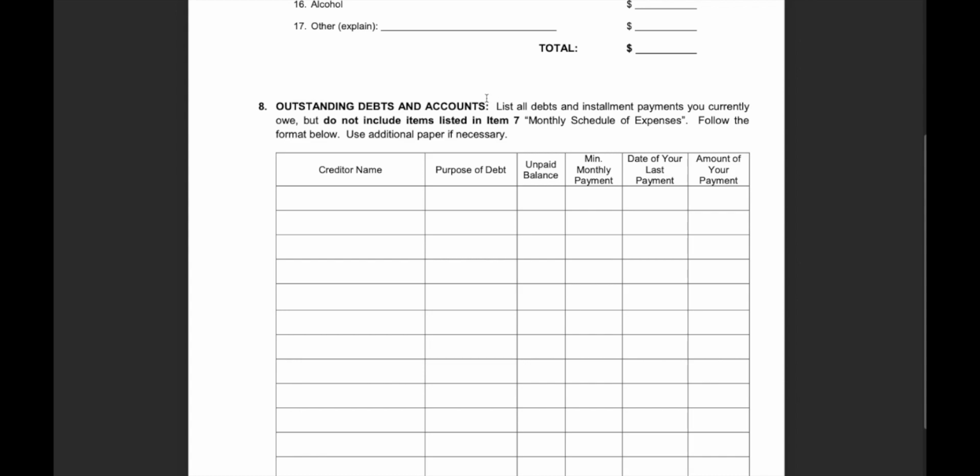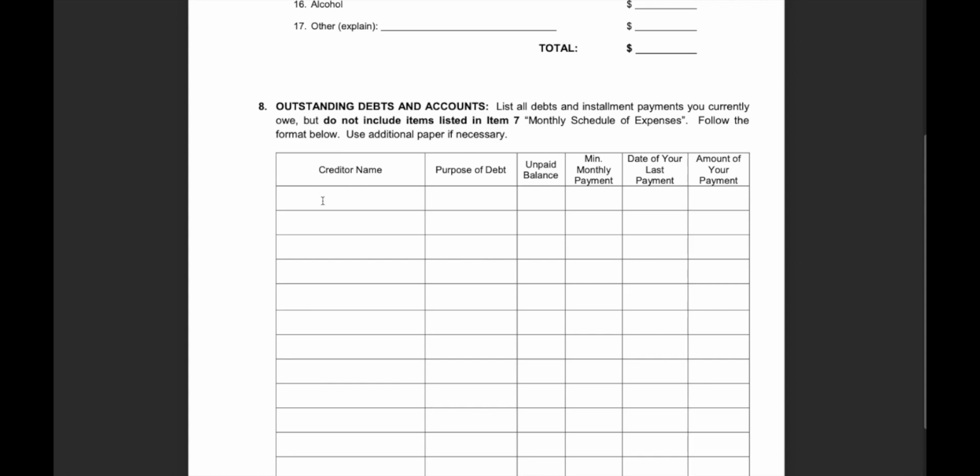List all debts and installment payments you currently owe, but do not include items listed in item 7. So what that means, if you have a car payment listed up above in item 7, you are not going to indicate your outstanding loan balance for your car. Same thing with a mortgage payment. You're not going to indicate your outstanding balance on your mortgage as you indicated a payment up above.